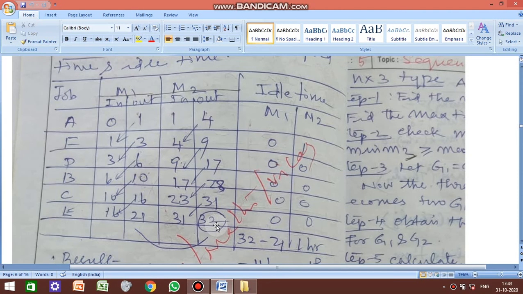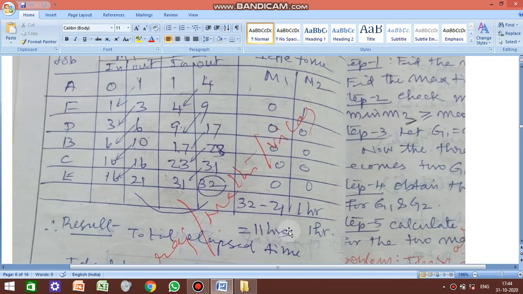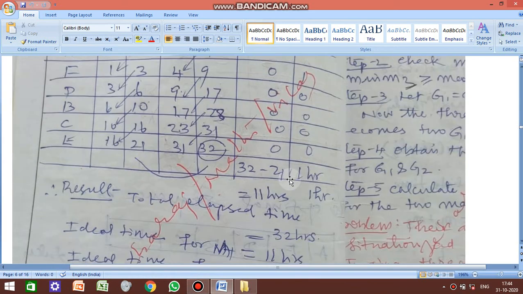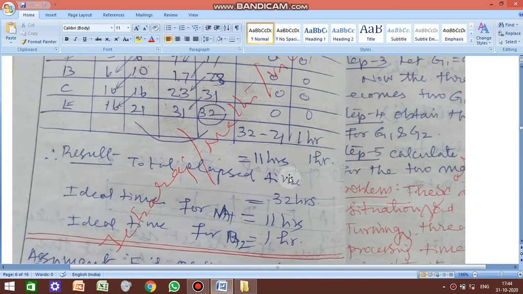But in 21 units itself, the first machine finished. Now up to 32 the first machine is idle. Therefore 11 units idle for the first machine. For the second machine, here it is 1 unit, and the last one here is only 1 unit. So the idle time for the second machine is 1 unit. And this way we can get the answer for the given problem. Thank you very much.